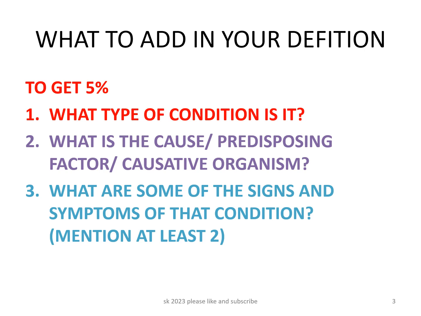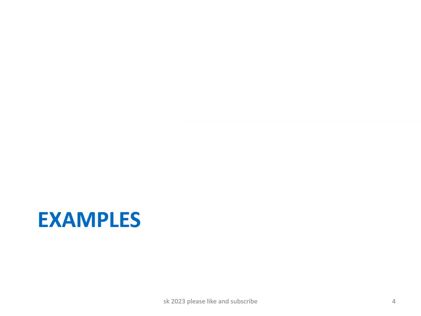Then the third part that you need to mention is signs and symptoms. You can say characterized by, and you mention at least 2 signs and symptoms that are specific to that condition. Then you'll be able to get the 5%. Okay, so now we look at some of the examples.